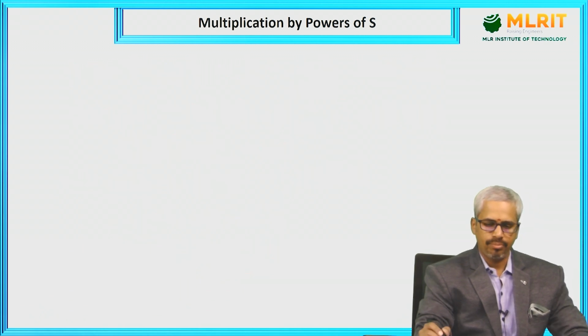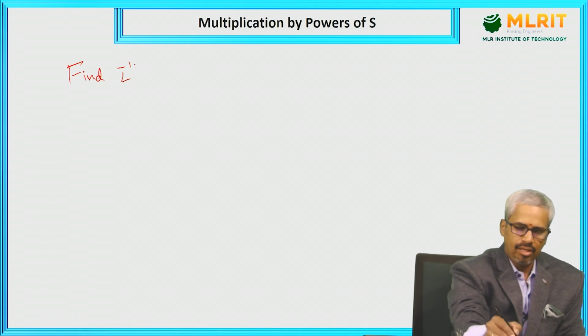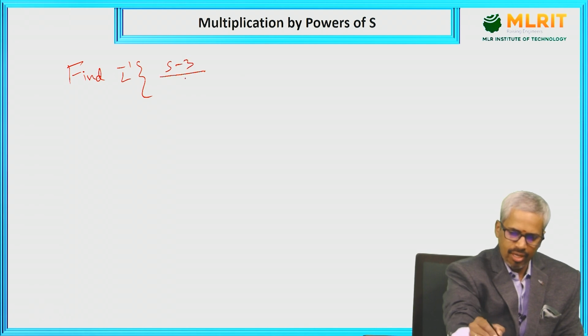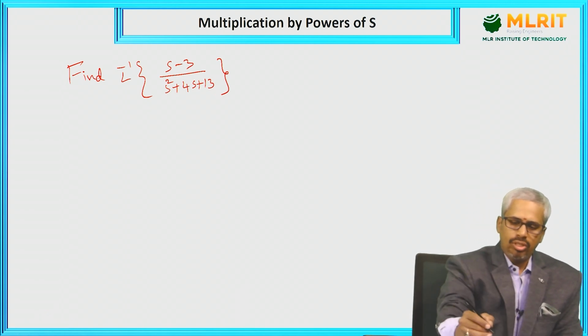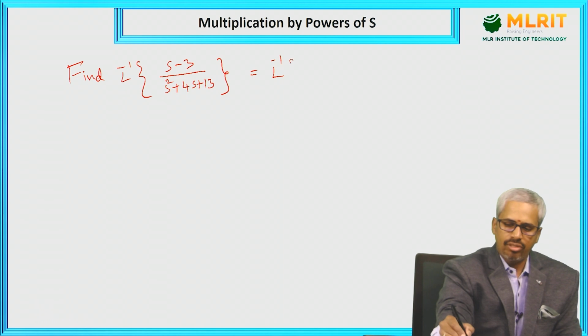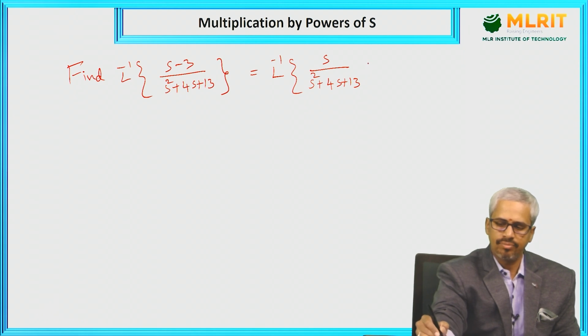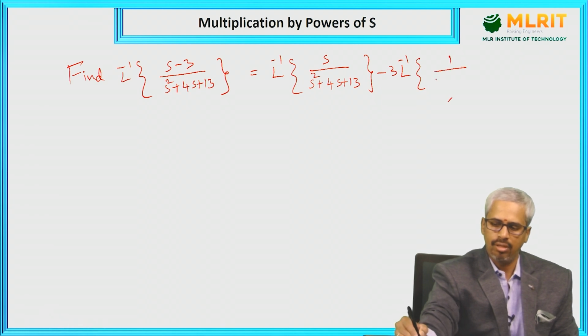Let us see one more problem. Find L inverse of s minus 3 by s square plus 4s plus 13, right. So, this can be written as L inverse of s upon s square plus 4s plus 13 minus 3 times of L inverse of 1 upon s square plus 4s plus 13, right.